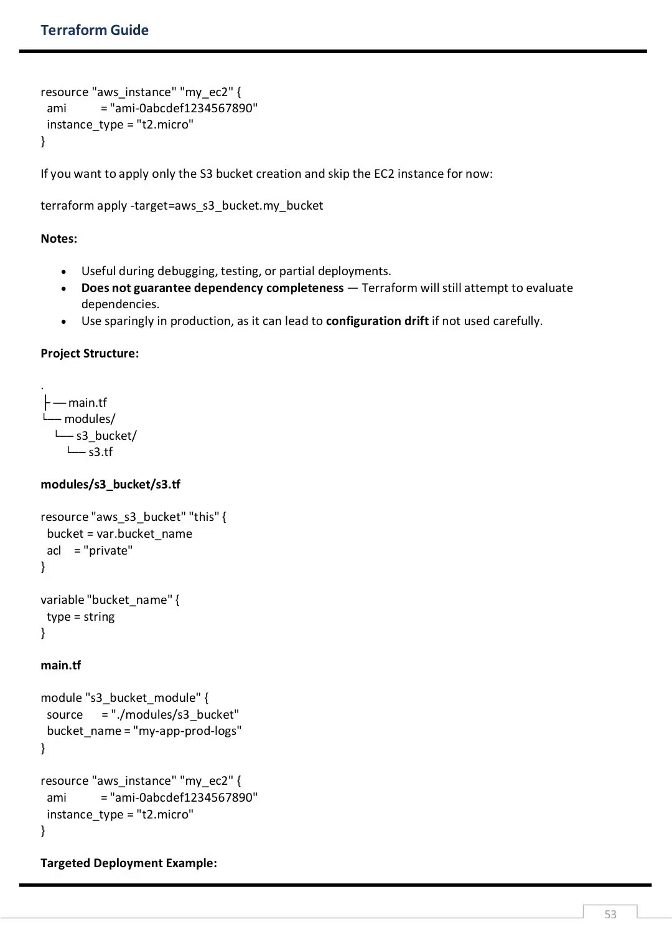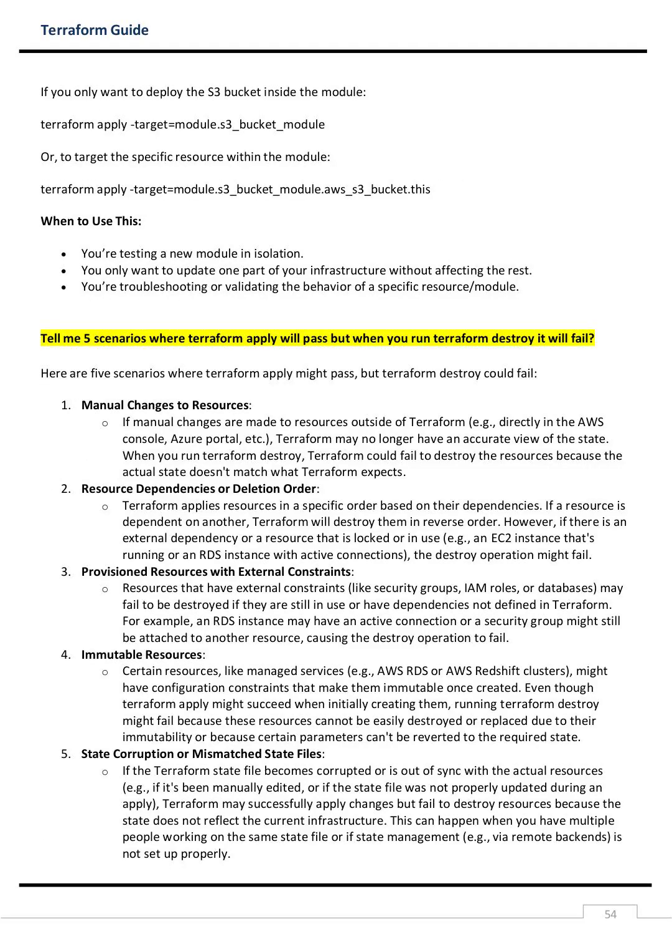If you only want to deploy the S3 bucket inside the module: terraform apply -target=module.s3_bucket_module. Or to target the specific resource within the module: terraform apply -target=module.s3_bucket_module.aws_s3_bucket.my_bucket.